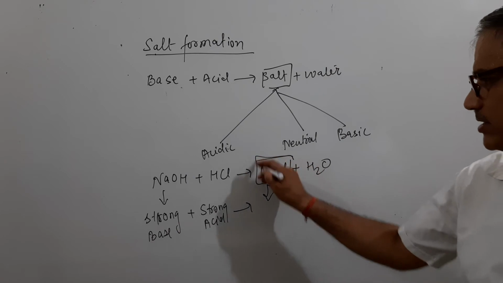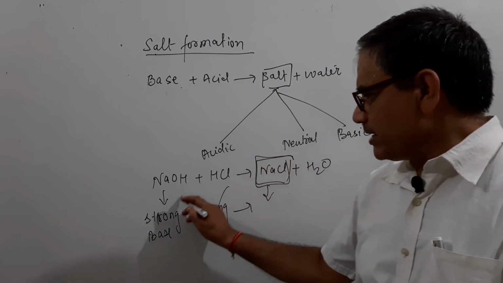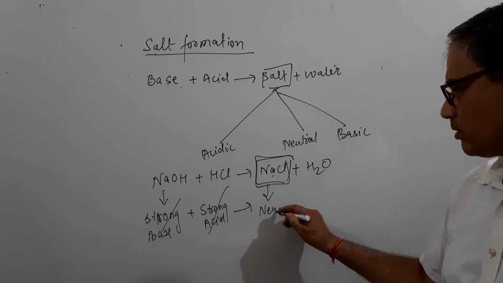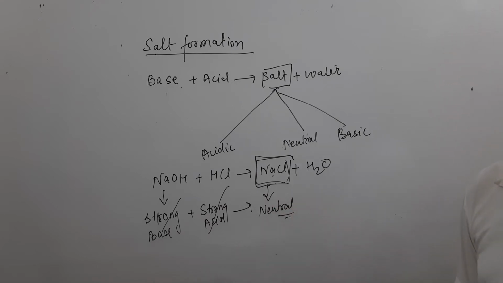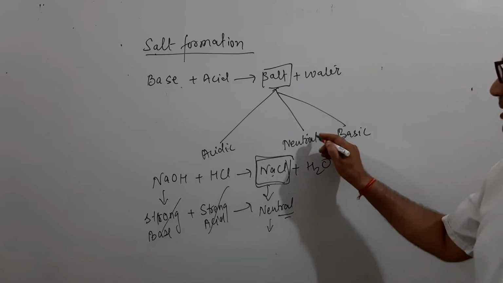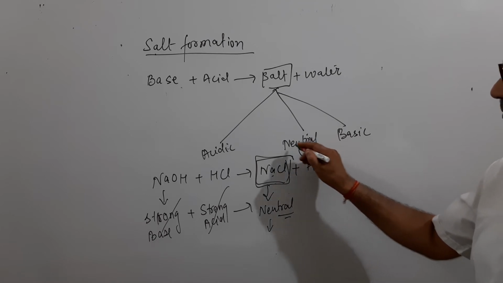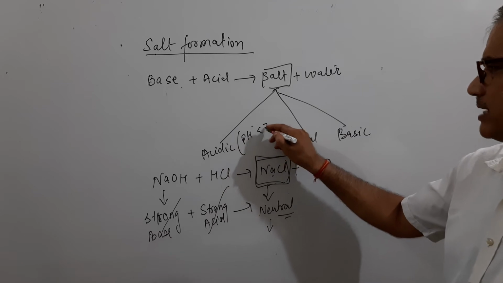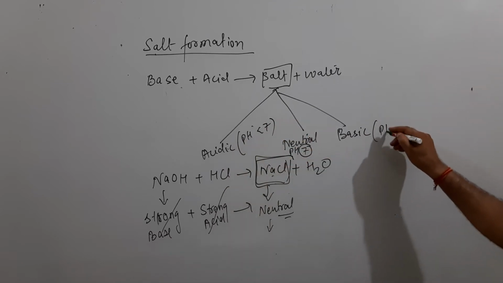That means here a salt is formed. When a strong acid and a strong base react with each other, then the salt will be neutral. We can say the pH of a neutral salt is 7, the pH of an acidic salt is less than 7, and the pH of a basic salt is more than 7.